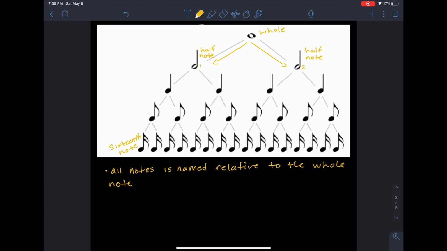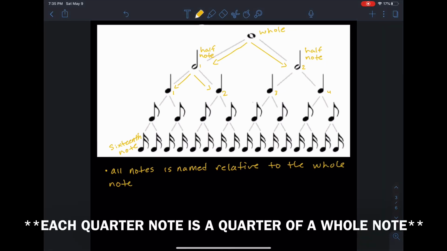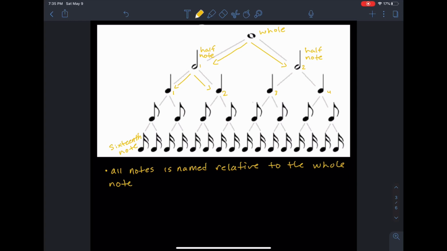Each half note can be divided into two quarter notes. Right? Here's one quarter note. Here's a second quarter note. And since there are 2 half notes in a whole note, that means there are 4 quarter notes in one whole note. Each quarter note is worth a quarter of a whole note. Okay? So if I were to ask you how many quarter notes are there in a whole note, there are 4 quarter notes in a whole note.